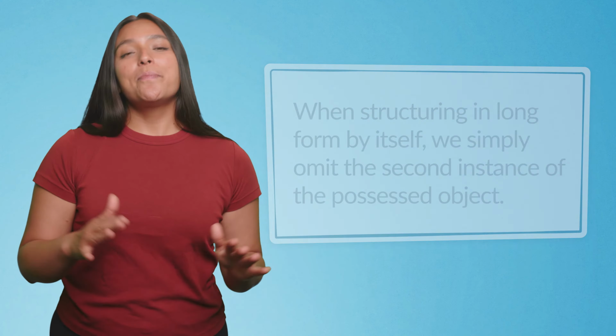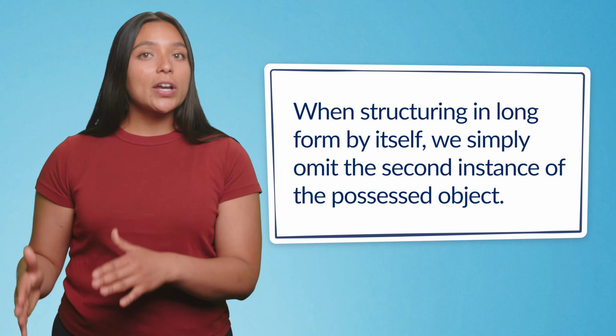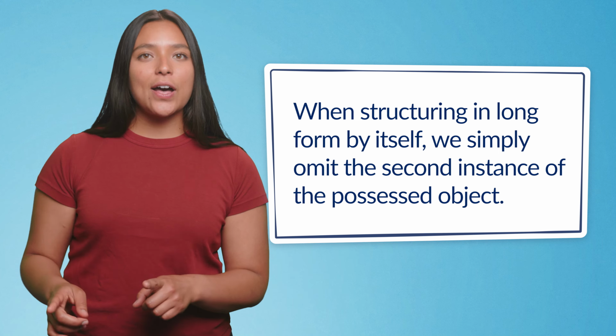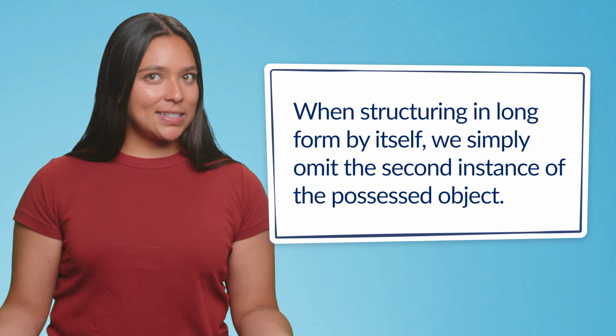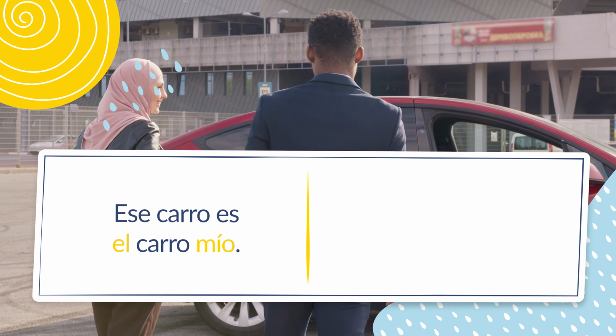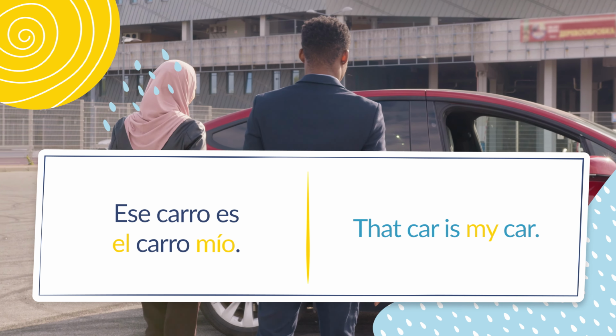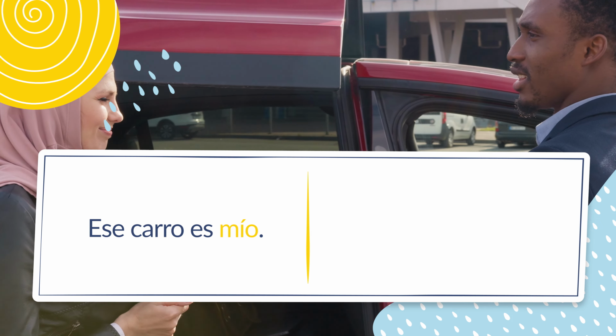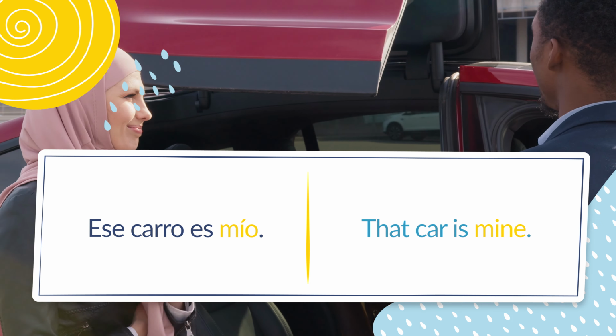The structure is very common, though it can be a little tricky. The best way to explain it is that when structuring in long form by itself, we simply omit the second instance of the possessed object. Let's use some examples to understand. Ese carro es el carro mío directly translates to that car is my car. See how clunky it sounds? This is where we want to drop the second instance of the possessed object. Ese carro es mío. That car is mine. As you can see, it sounds so much better.